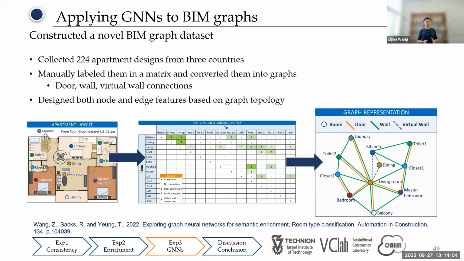What we did first, we constructed a novel BIM dataset. It contains 224 apartment layouts from 3 different countries. We manually label them in a self-designed matrix and convert the matrix into graphs, and also compute their features.